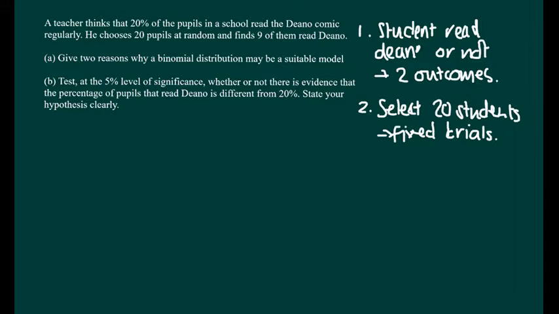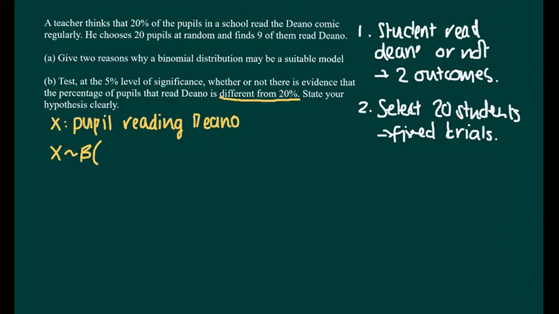Okay, it says then test at the 5% significance level whether or not there is evidence that the percentage of pupils that read Dino is different from 20%. So not up, not down, different. And we now need to state our hypothesis. Okay, so let's define our variable for a start. So X is defined as pupil reading Dino. And we are saying that this random variable follows a binomial. We've got n as 20 and our probability as 20%, which is 0.2.